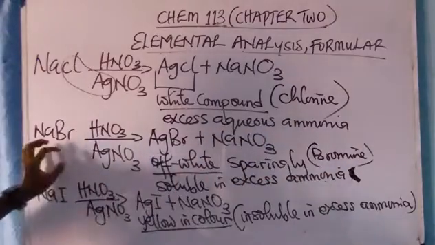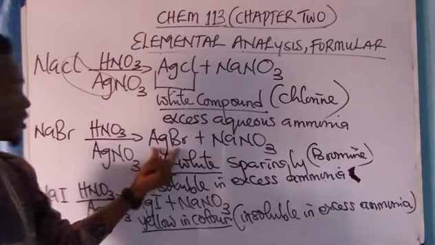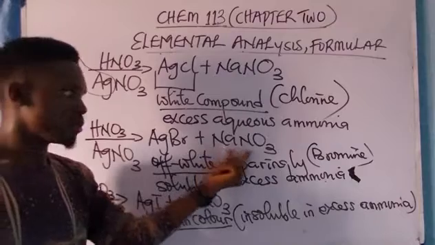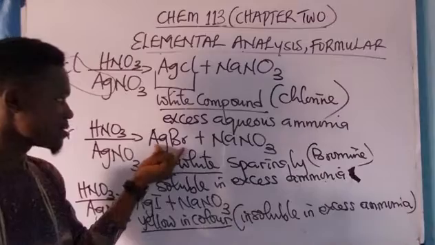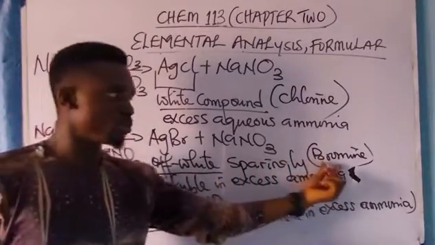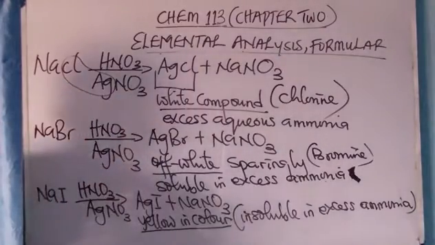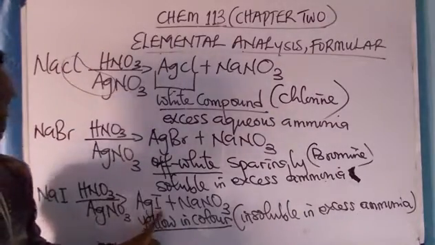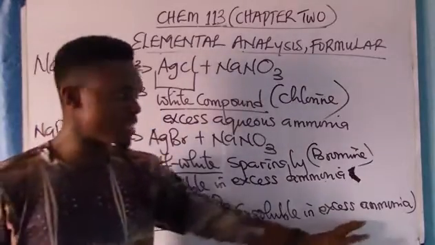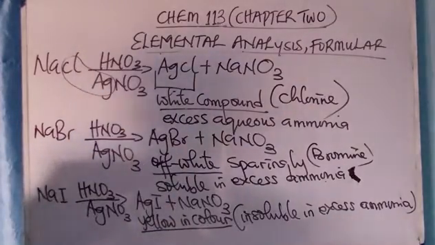Now, if sodium bromide should be reacted with silver nitrate, I will have silver bromide and sodium nitrate. I'll now be having an off-white silver bromide. And it shows presence of bromine. It is sparingly soluble in excess ammonia. Then when sodium iodide is reacted with this, I will have a yellow compound, which is silver iodide. And it is insoluble in excess ammonia. So please, these are the ways halogens can be identified.